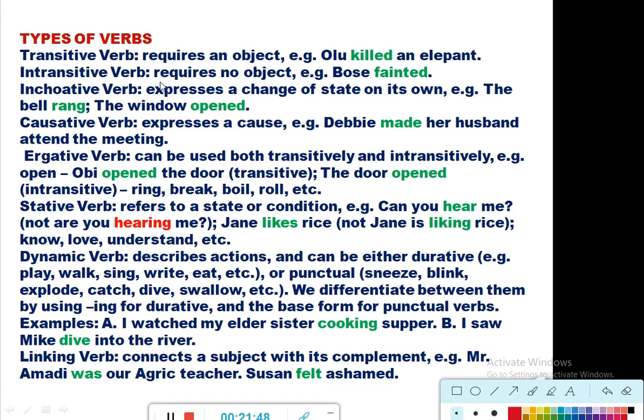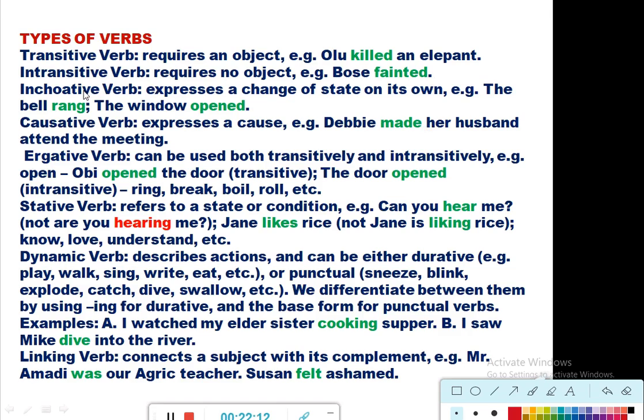Now, an intransitive verb requires no object. For example, Bosse fainted. There's no object. Bosse fainted. That's just it. She fainted. We cannot say Bosse fainted an elephant. No, it's not a transitive verb. It doesn't require an object.